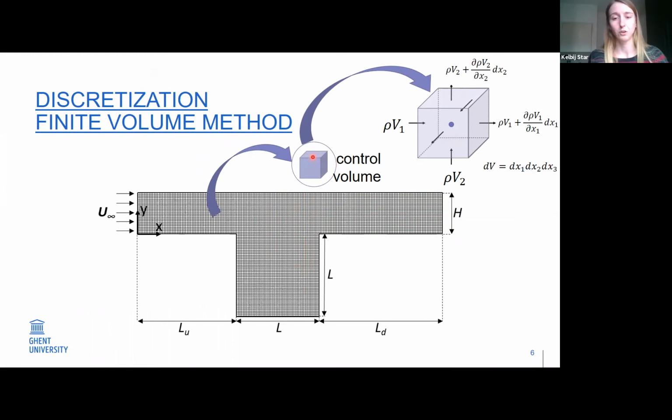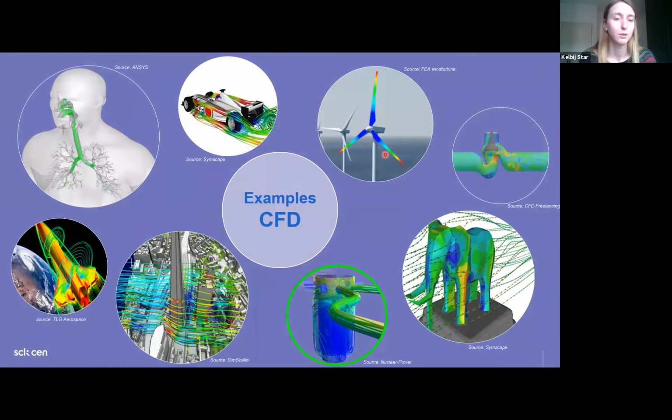These volumes surround a node point on the mesh in which the variables of interest are located at the center of the control volume, and then conservation laws are applied to each individual control volume to form a set of equations that are then solved. So it's much more detailed compared to the system codes. I put here some examples of CFD. You probably have seen this type of images before, very colorful pictures always.